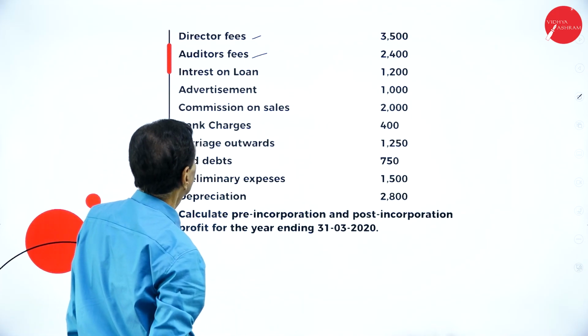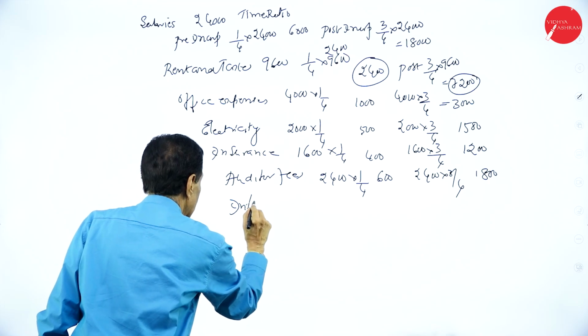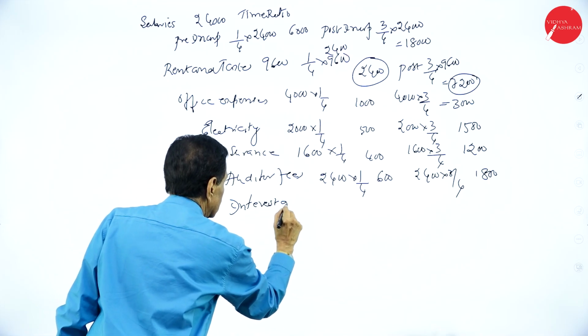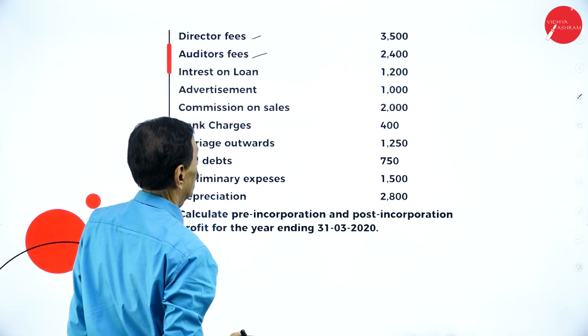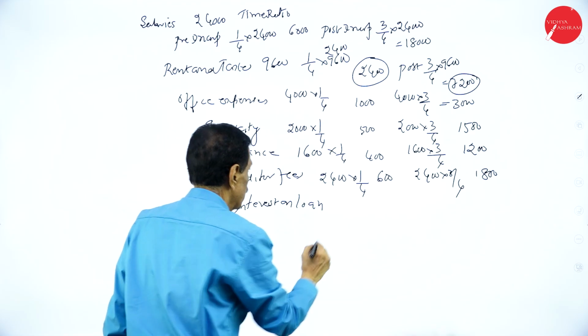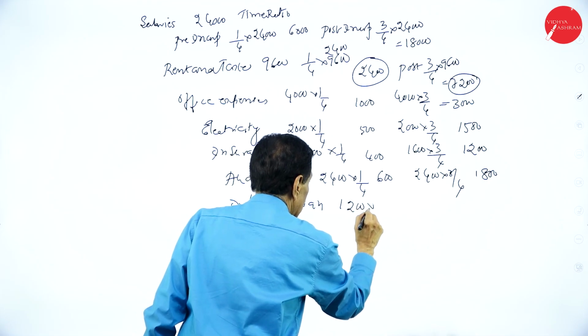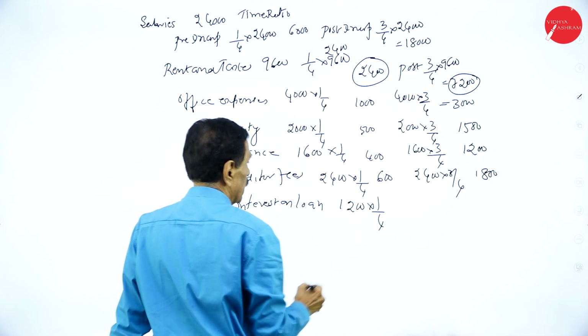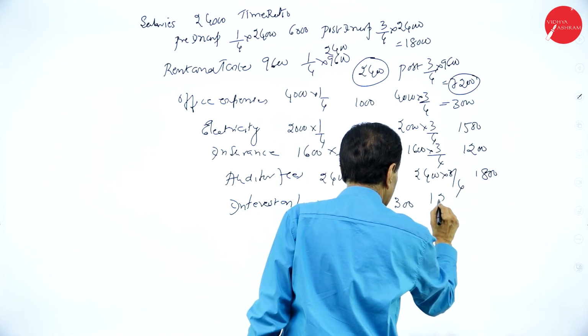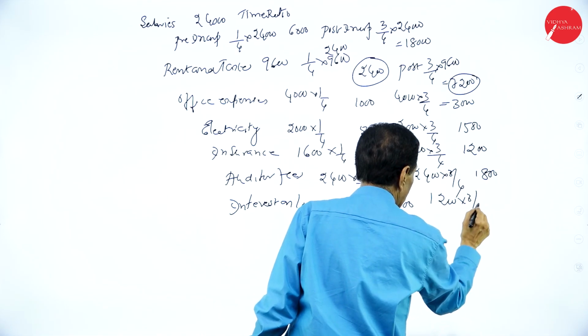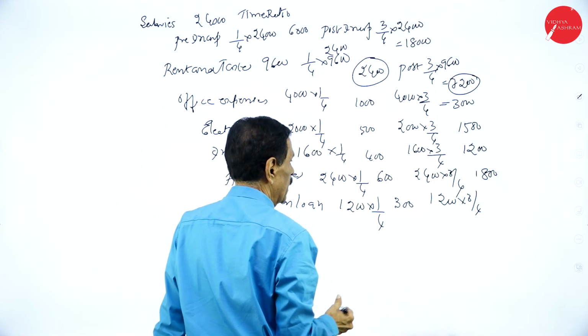Interest on loan. Interest on loan 1,200 into 1 by 4, 300. 1,200 into 3 by 4, 900.